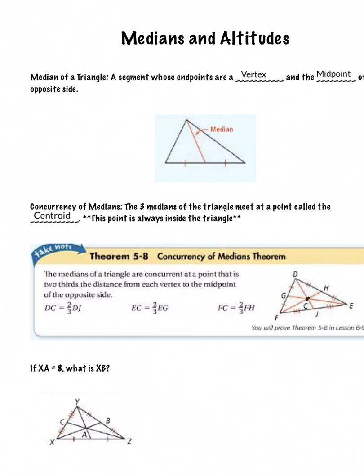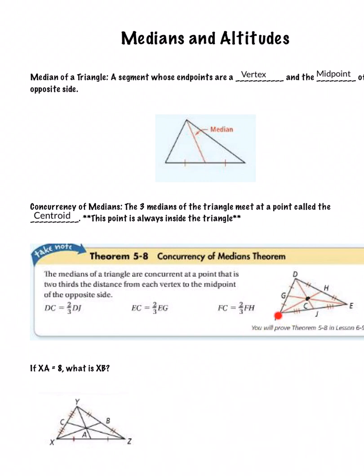So my centroid has some properties. If I look here, it says DC is 2/3 of DJ. So if I look at this whole median, D to C is going to be 2/3 of the distance of the whole thing. So this piece is essentially 2/3, this piece is 1/3. EC, from the vertex to the centroid, that's always going to be my longer piece. That's 2/3 of the total of E to G. So again, this piece is 2/3, this piece is 1/3.